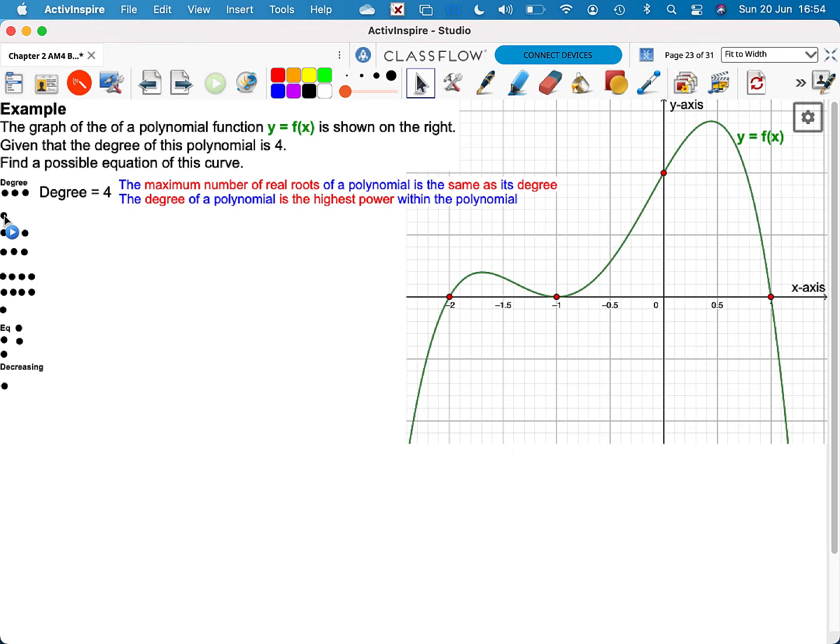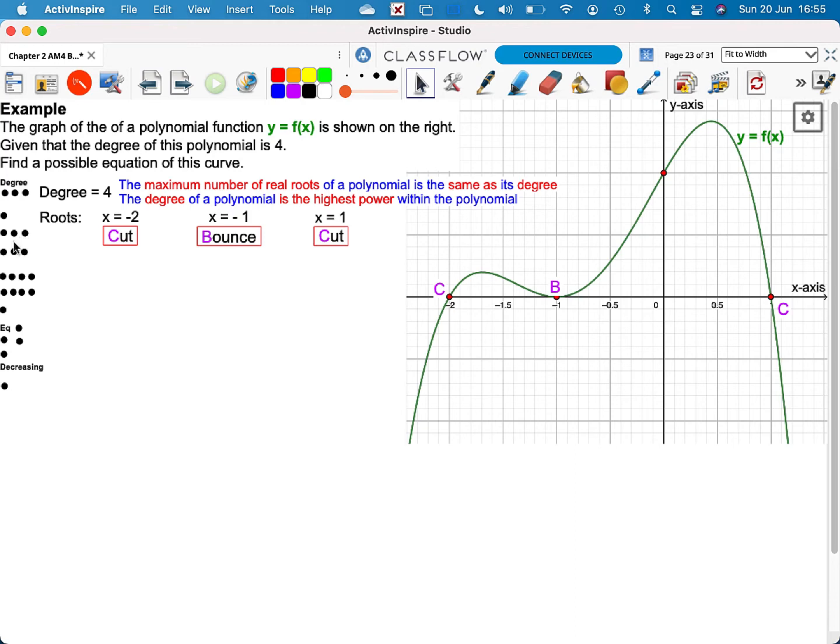graph and we need to identify what the roots are. And the roots are, I'd like you to write that down now, please. You can pause the video. Okay, the roots are, it's a cut at x equals -2. It is a bounce at x equals -1. And at x equals 1, it is another cut.